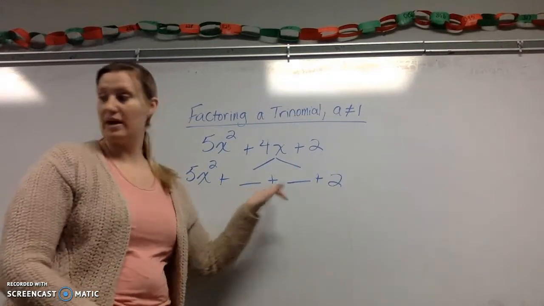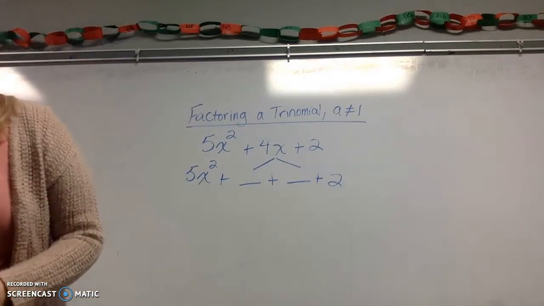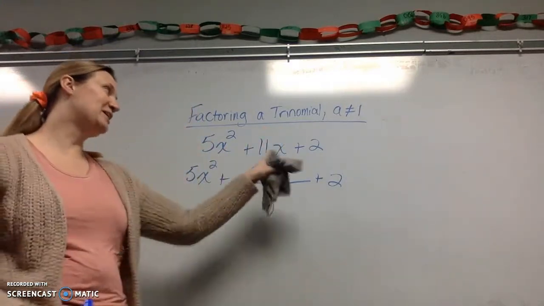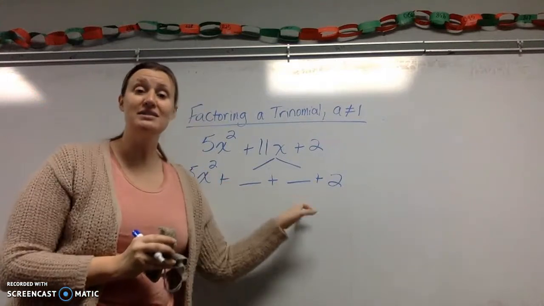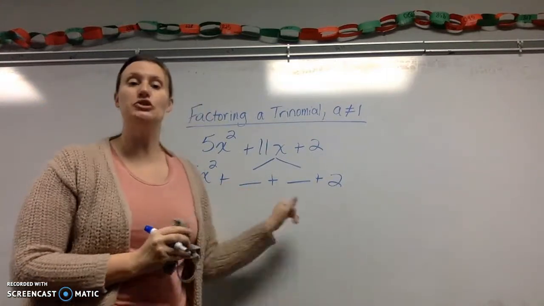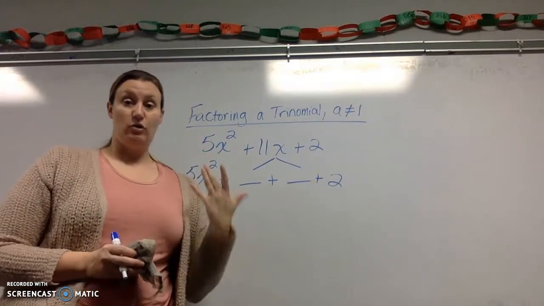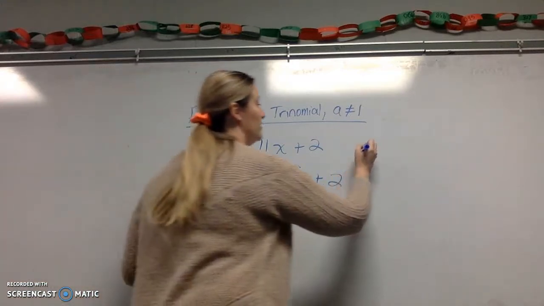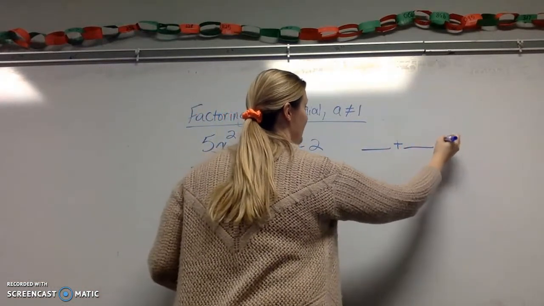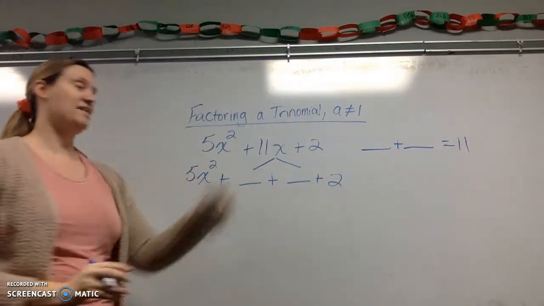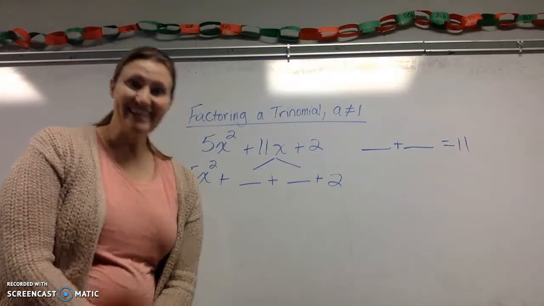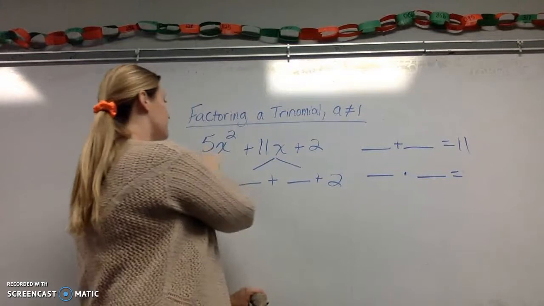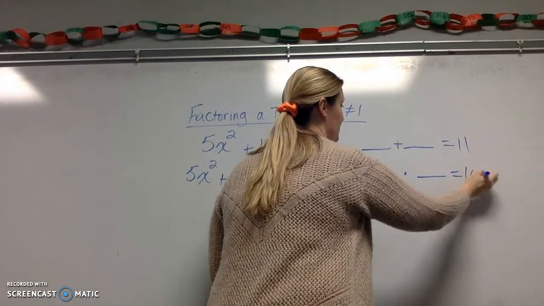1x and 3x, 2x and 2x. Okay, except this was 11, not 4. So it's going to split to give me 11x. So is it 1x and 10x, 5x and 6x, 9x and 2x? So in order to figure that out, here's what you need to do. We need 2 numbers that obviously add to give us 11. But those 2 numbers multiplied have to give us 5 times 2. They have to give us 10.